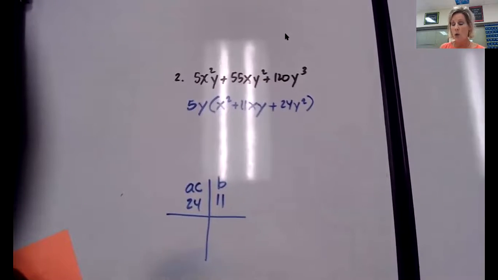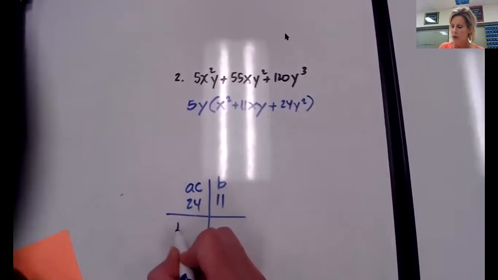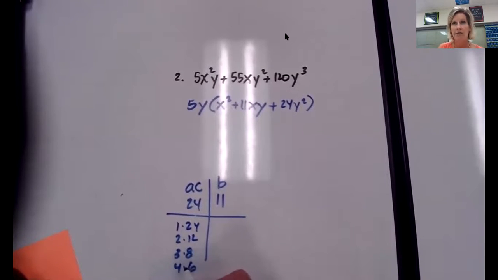So for 24, this can be a positive times a positive or a negative times a negative. I can tell it's going to be a positive times a positive because it's got to add up to a positive 11. So I'm not even going to worry about the negative situation. So I could do 1 and 24, 2 and 12, 3 and 8, 4 and 6, 5 does not go into 24, and then 6 does go into 24, but it's 6 times 4. 6 times 4 is the same thing as 4 times 6, so I'm done with my possibilities.